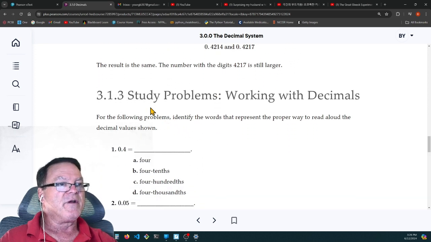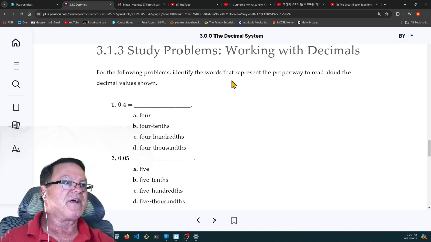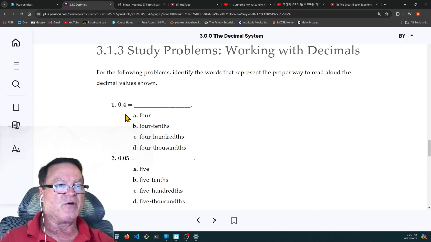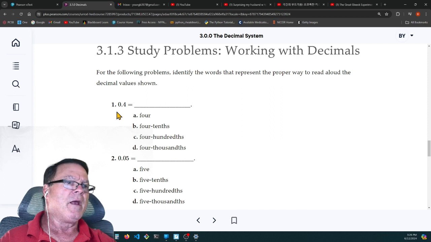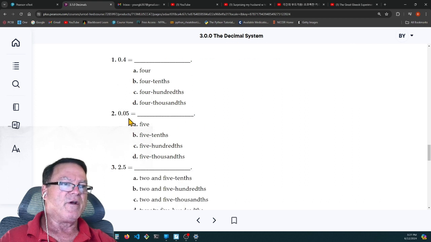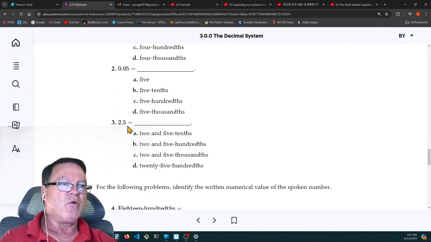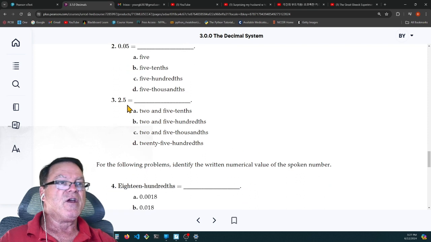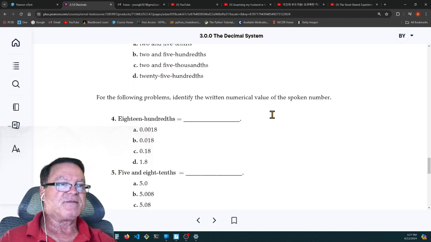3.1.3 study problems, working with decimals. For the following problems, identify the words that represent the proper way to read aloud the decimal values shown. So this is 0.4 or 4/10ths. B. 0.05 is 5/100ths. 2.5 is 2 and 5/10ths.